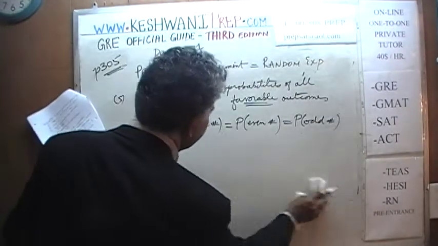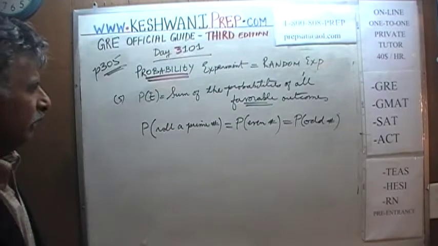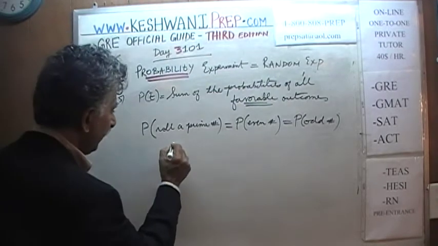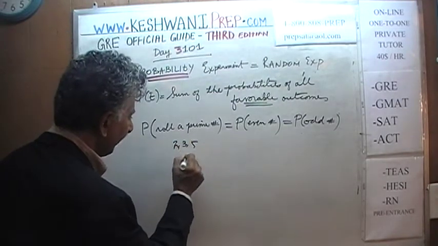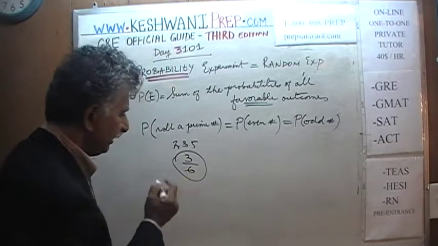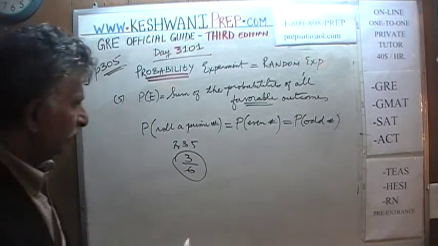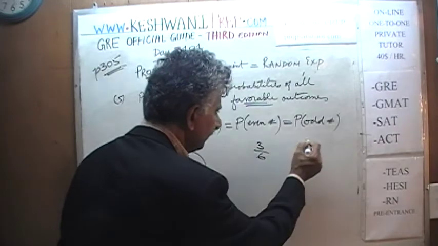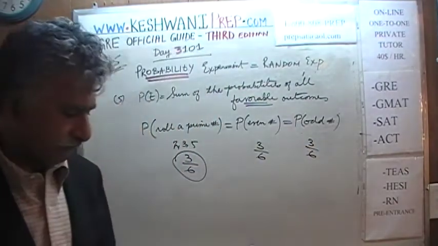So let's look at the first one. What are the favorable outcomes? In the case of a prime number, the favorable outcomes are 2, 3, and 5. So it's 3 out of 6, because there are 6 possible outcomes. Similarly for even numbers, there are 3 of them, so it's 3 out of 6. It's 3 out of 6 for the odd numbers.